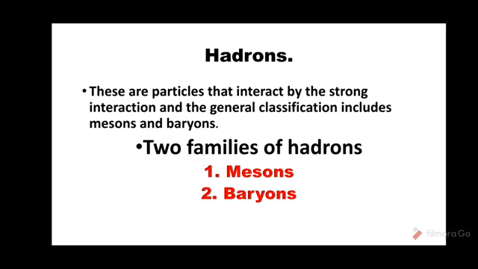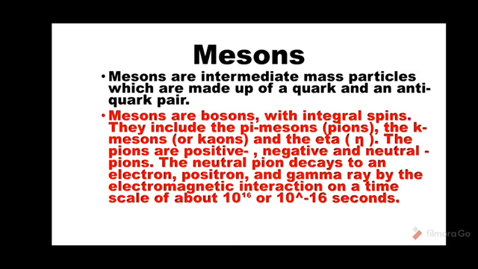Now, hadrons are particles that interact by strong interaction, and the general classification includes the mesons and baryons. Now, like I said before, hadron is another family which is under boson, and this hadron is classified into two, and one of the families is the meson and the other one is baryon. And we are going to look at this meson and baryon as individual families. Now, let's start with the first family, which is called meson.